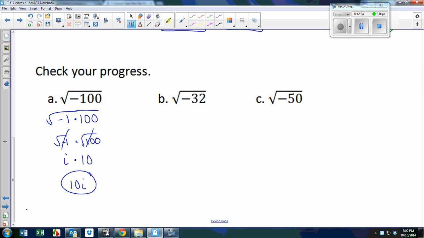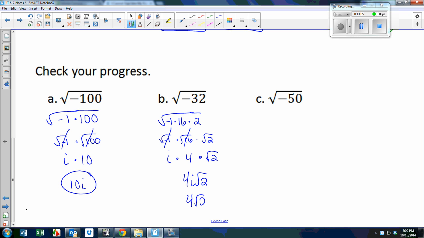The square root of negative 32, I'm thinking, is the square root of negative 1 times, you may think of 4 times 8, or you may think of 16 times 2. Both 4 and 16 are perfect squares. I'm going to go with the larger because it will reduce this square root as far as it can reduce. So 16 times 2. That's the square root of negative 1 times the square root of 16 times the square root of 2. That's i times 4 times the square root of 2. So 4i square roots of 2, or 4 square roots of 2i. Either one. Last one, the square root of negative 50.